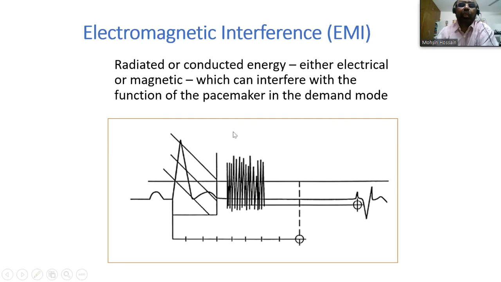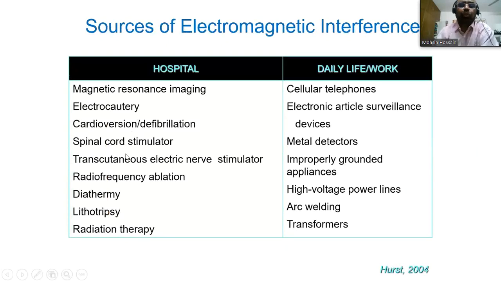The electromagnetic field is the most common cause we can find in the hospital. The most common is magnetic resonance imaging, but now with MRI-compatible pacemakers, it does not happen. The most common is the electrocautery we are using. Also spinal cord stimulators, diathermy, and radiotherapy. These are the common causes of electromagnetic interference.